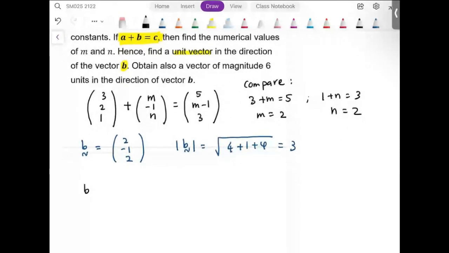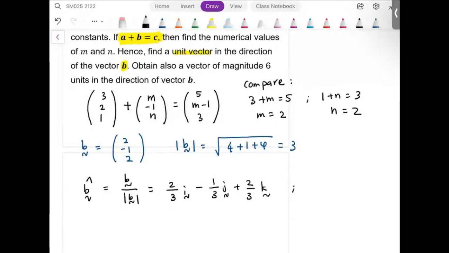So ingat notation ada cap. That is unit vector. That is basically vector divided by its magnitude. Saya tulis juga formula. So divide satu-satulah. We have 2 over 3 i minus 1 over 3 j plus 2 over 3 k. To double check, make sure magnitude of this unit vector must be 1.